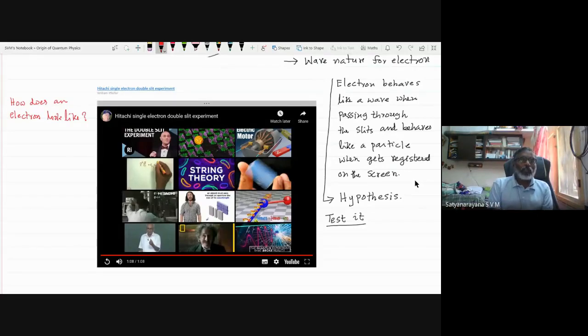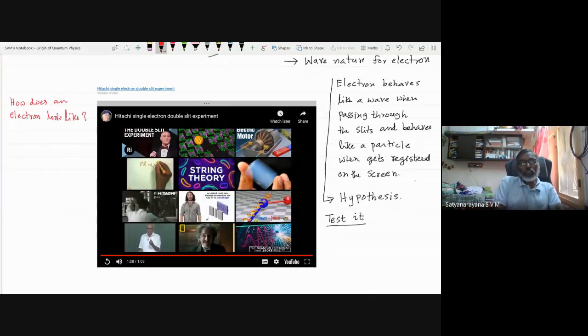Okay. Now, people like Einstein, Schrodinger, and de Broglie always felt that there should be some shape, some size, some way of the electron, even though we are not able to see it. Just because you cannot see it doesn't mean that it doesn't have any shape. There is something, the electron should look like something.